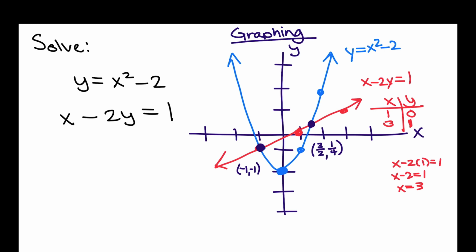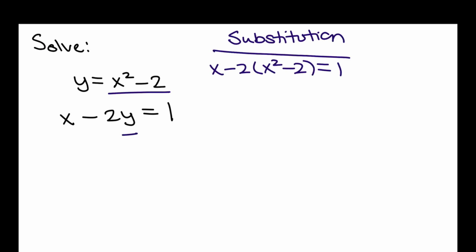So we can also use that method of substitution. That's where we take one equation, solve it for one variable, and plug it into the other. In this case, the first equation is already solved for y. y equals x squared minus 2. We can take that x squared minus 2 and plug it in for y in the second equation. That gives us x minus 2 times x squared minus 2 equals 1.